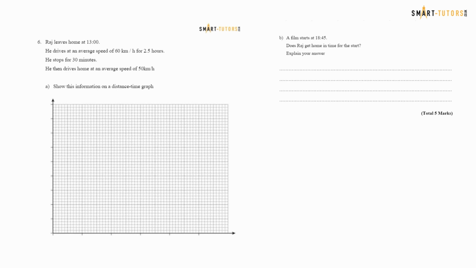Question number 6. Raj leaves home at 13:00, that means 1 p.m. He drives at an average speed of 60 km per hour for 2.5 hours. He stops for 30 minutes. He then drives home at an average speed of 50 km per hour. Show this information on a distance time graph.